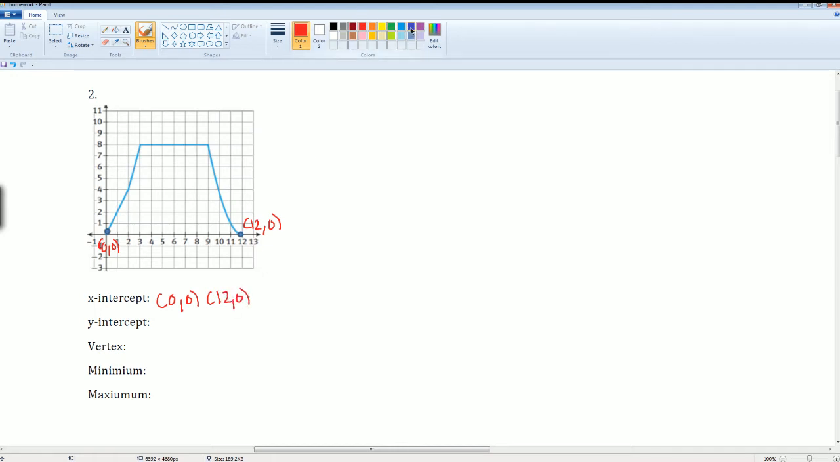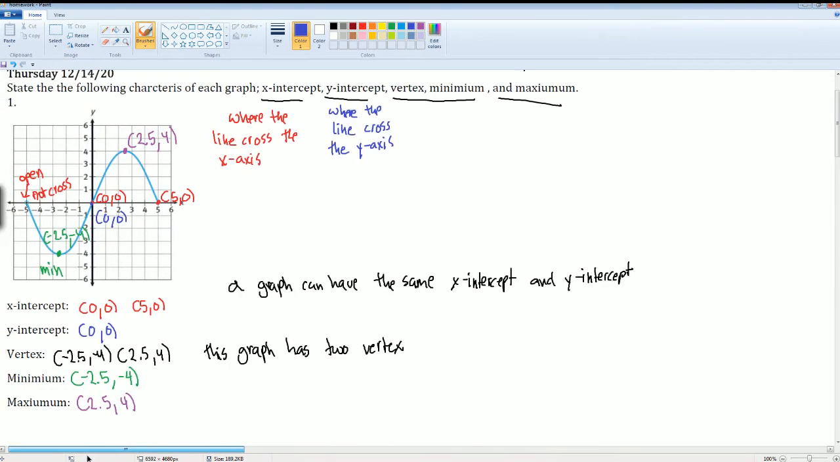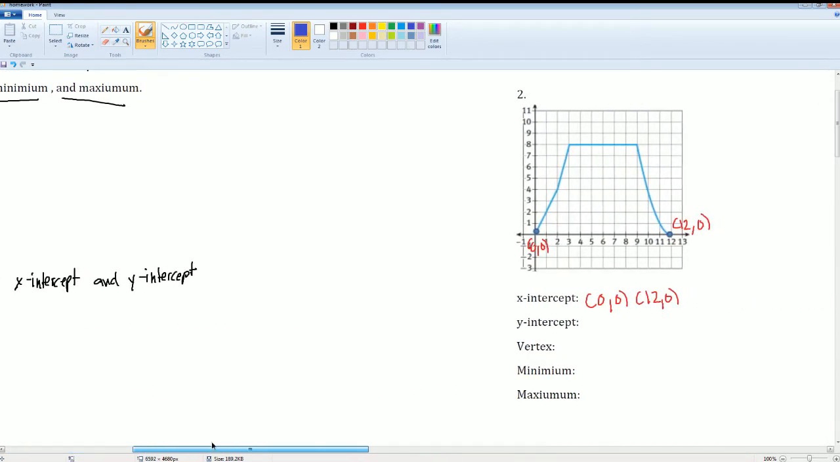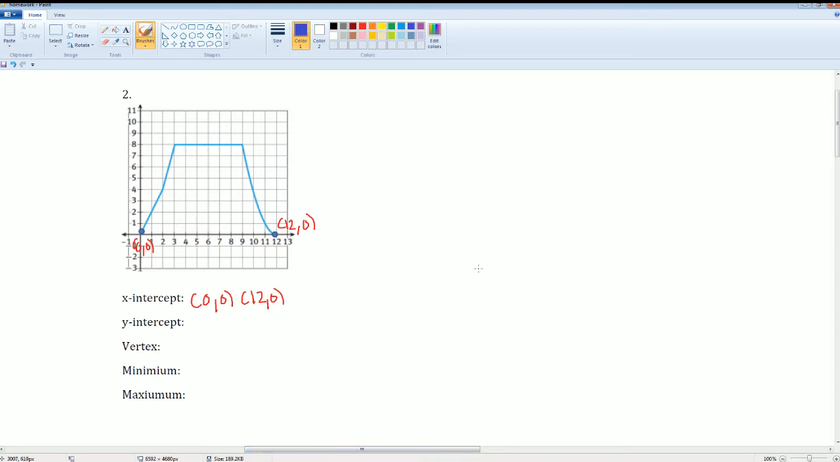What is your y-intercept? I think I made that blue, right? Did I make that blue? Getting all my color coding. Yep, blue. Where does it cross the y? We look up and down. Oh, it crosses right here at 0, 0. What is your minimum and what is your maximum?